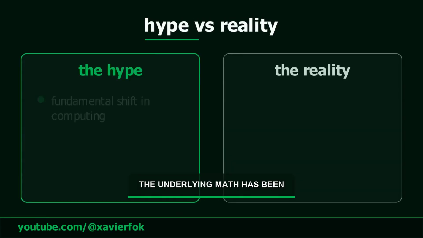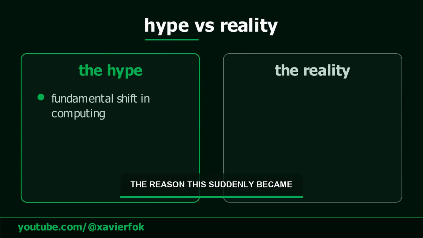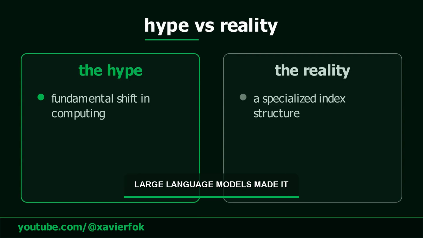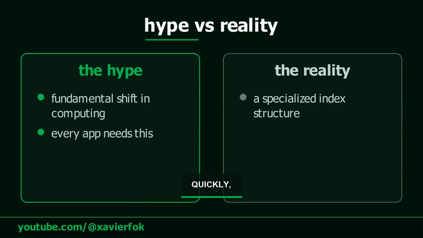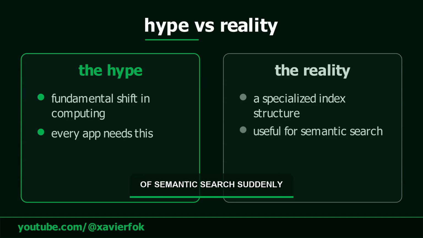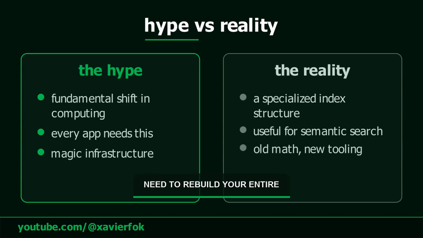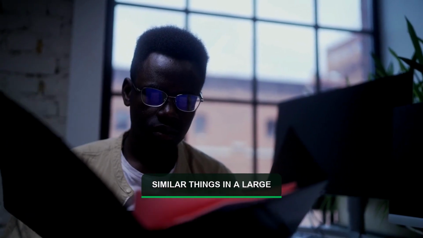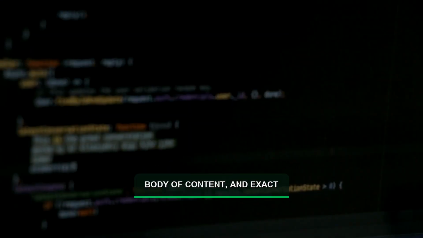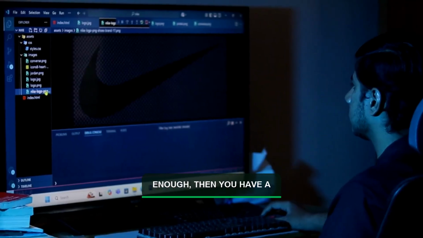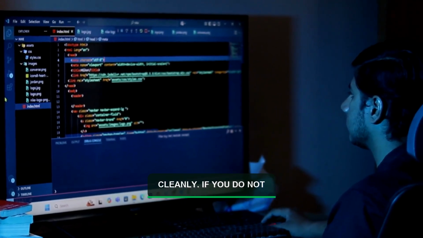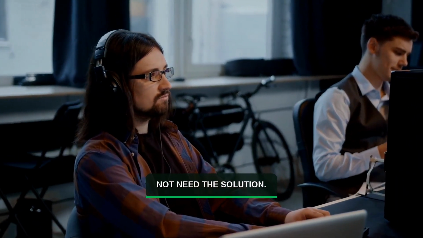The underlying math has been around for decades. The reason this suddenly became a product category is that large language models made it practical to generate high-quality embeddings cheaply and quickly, which made the use case of semantic search suddenly accessible to a lot more developers. That is a real and useful development. It does not mean you need to rebuild your entire data layer. The sensible framing is, if your application needs to find similar things in a large body of content, and exact keyword matching is not good enough, then you have a problem that vector search solves cleanly. If you do not have that problem, you do not need the solution.